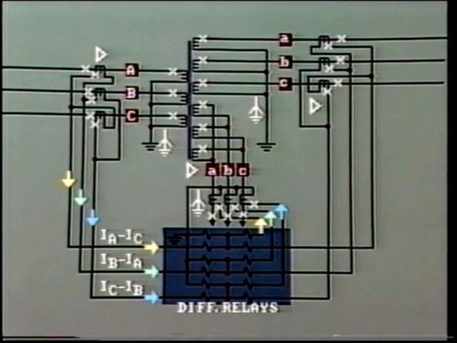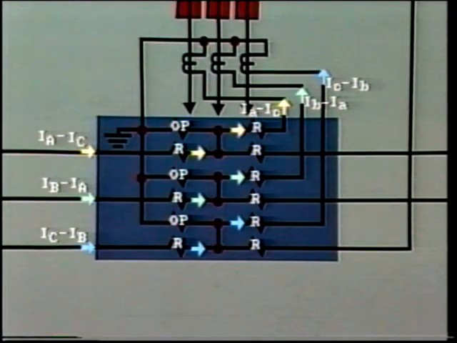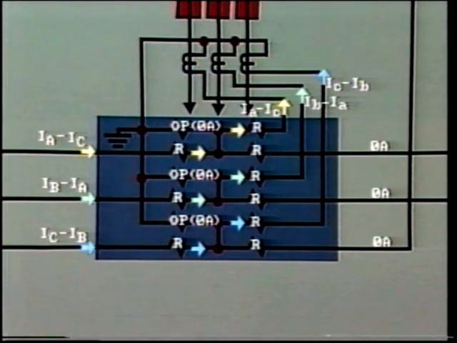Having established the direction of the currents, for clarity, we'll remove polarity marks. Now let's look at the current flow in the restraint coils. The secondary current IA minus IC, the yellow arrow, enters this differential relay phase A. The current leaving this phase A restraint winding is also IA minus IC. Remember, the current in the other restraint coil is 0. Therefore, the current passing through the relay operating coil must be 0. This is correct. The differential relays B and C have similar currents, and the current in their operating coils is also 0.